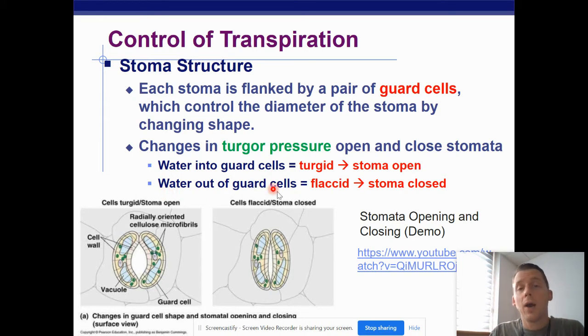When we send water out, the guard cells are going to become flaccid and the stomata are going to close. They're going to deflate. Here we see almost a closed stomata because water has left the guard cells. The guard cells have shriveled up.